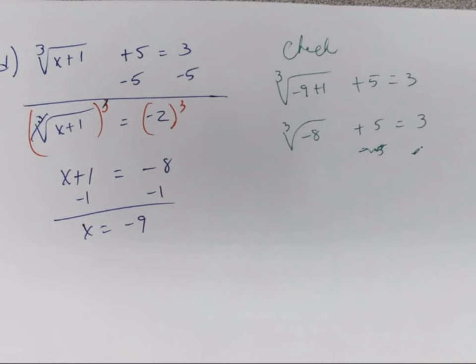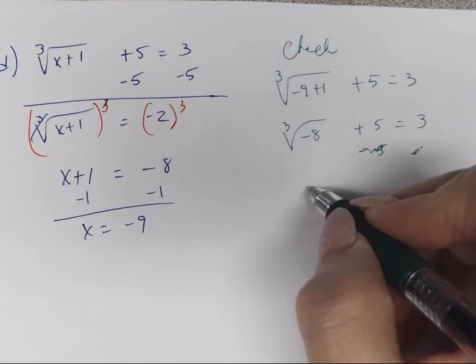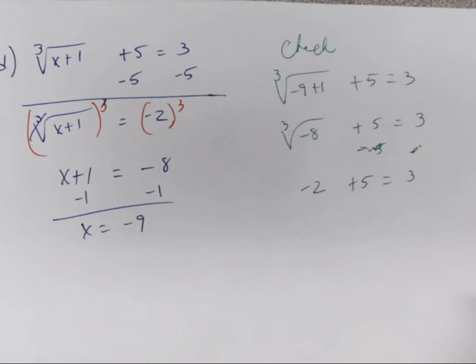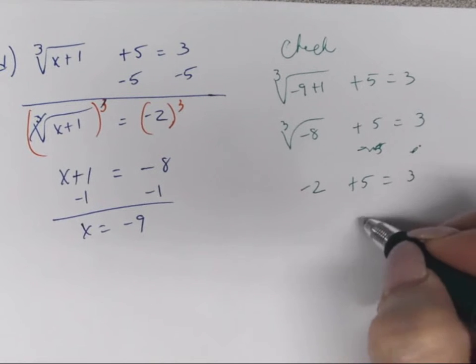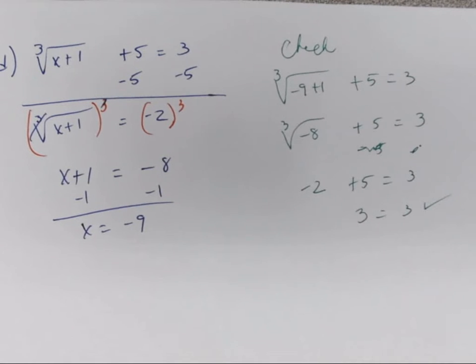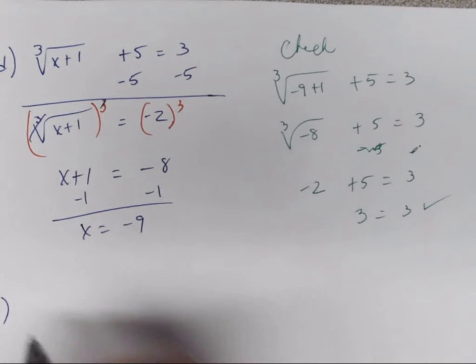What we can do, we can take the cubed root of negative 8 because it is a perfect cube. So that'll get us negative 2 plus 5 equals 3. Negative 2 plus 5, well, that's 3. And 3 equals 3. So we are good on our solution. All right, let's look at E.